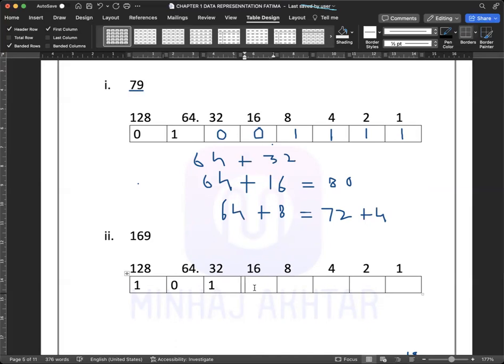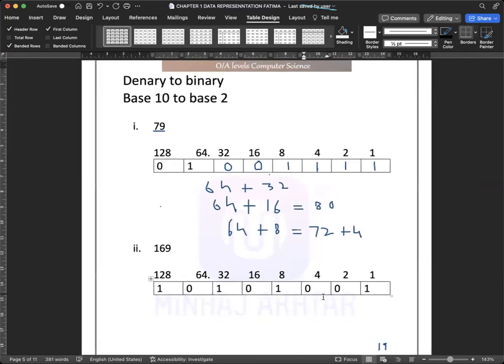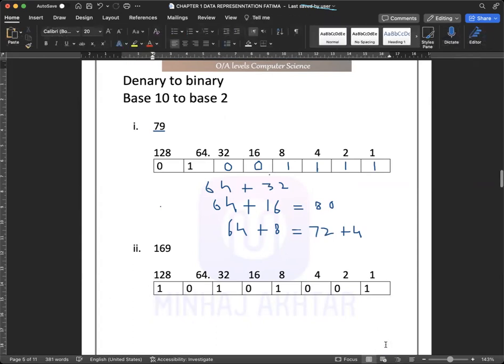Can we take 16? No. Can we take 8? Yes. And then what do we have to do? We take 1. So look, it becomes 169. So this is how you are going to do denary to binary. Is that okay? Yes. Any confusion?